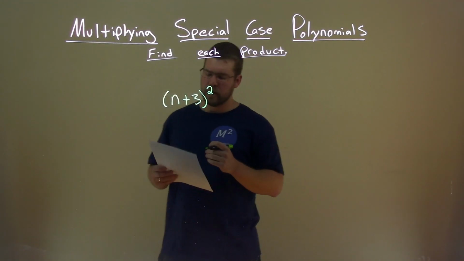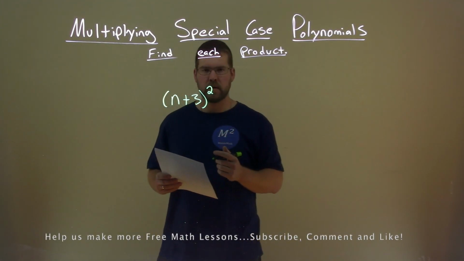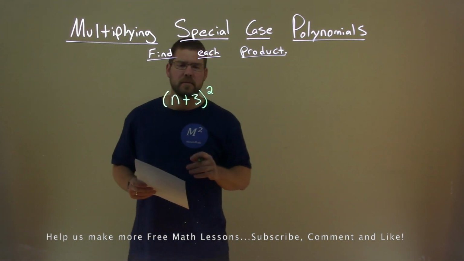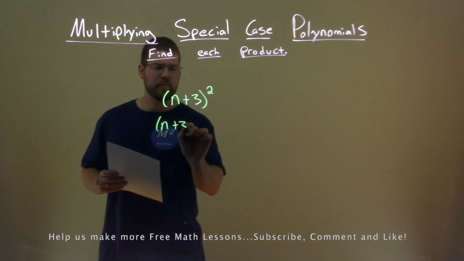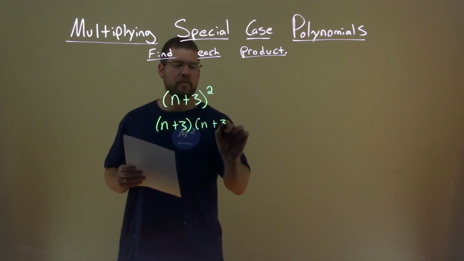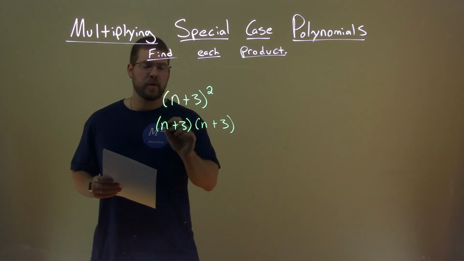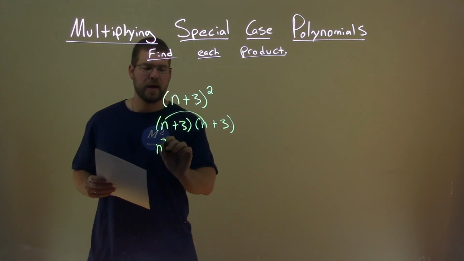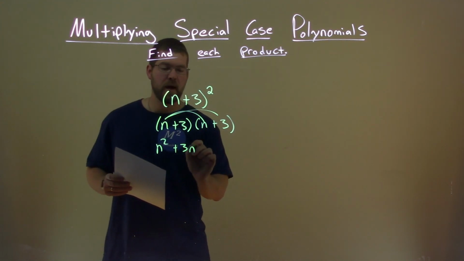We're given this problem here, n plus 3, all squared, and we need to find the product. This squared part lets us know that this n plus 3, all squared, is, well, n plus 3 times n plus 3. Now it's a little easier to solve. Multiply n times n, we get n squared. N times a plus 3 is a plus 3n.